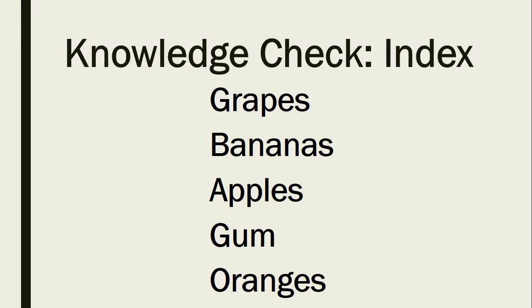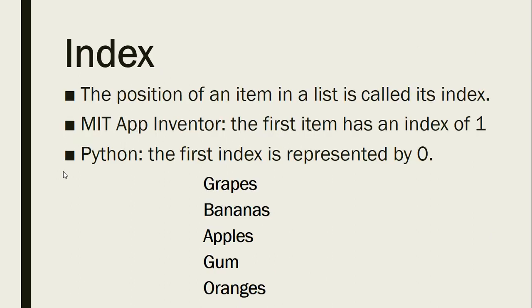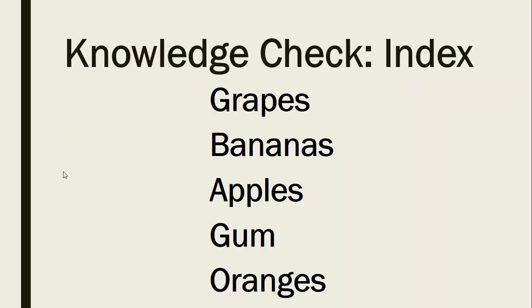And so yesterday we were talking about an index. Specifically thinking about that index, what is an index? It is simply the position of an item in a list. So for example, if I said to you, what is the index of bananas? You would hopefully say two.